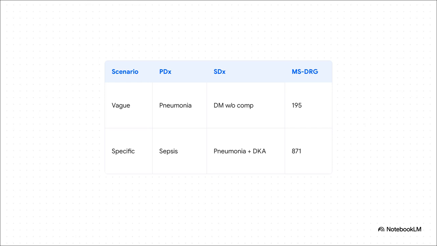Let's look at a hero and villain case study. Vague documentation versus highly specific documentation. In our vague scenario, a patient comes in with shortness of breath, and it's documented simply as pneumonia with uncomplicated type 2 diabetes. That lands us in MSDRG 195 without any CC or MCC. But let's look at the exact same patient with specific documentation. The physician notes the patient is actually acutely septic and in diabetic ketoacidosis. Now the principal diagnosis shifts correctly to sepsis. The DKA hits as a major complication, and suddenly we're in MSDRG 871.